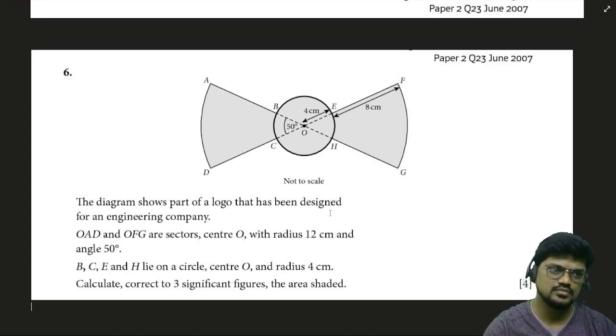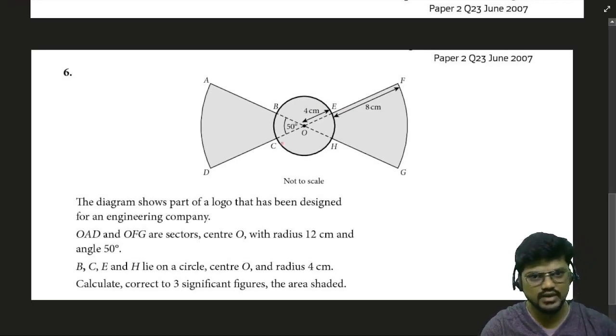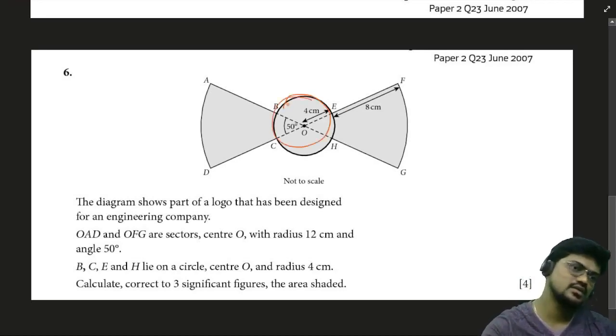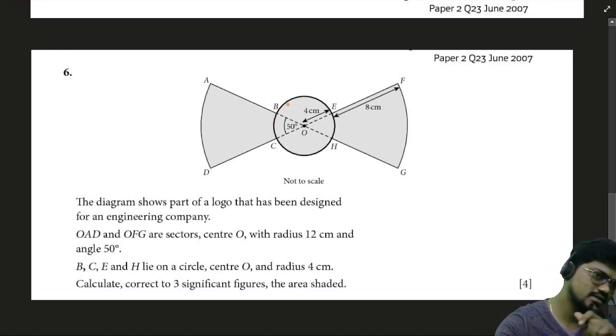So we find the areas of these two sectors, the big ones. Then we find the area of the circle, and then we find the area of the smaller sectors, and then subtract them. Yes. The sectors have been repeated. No, wait, I meant like this. You find this first, these two.